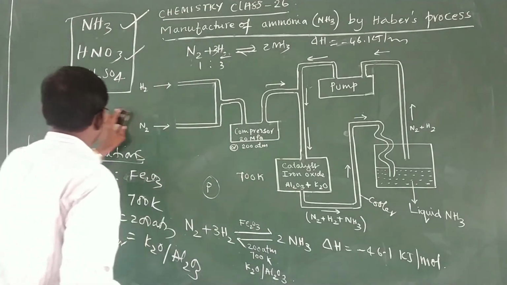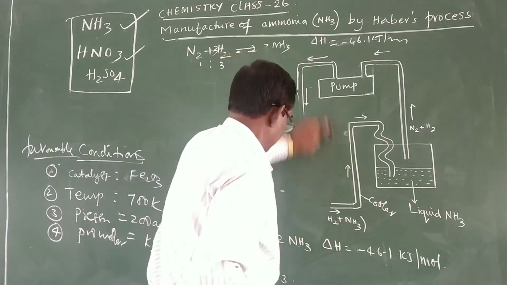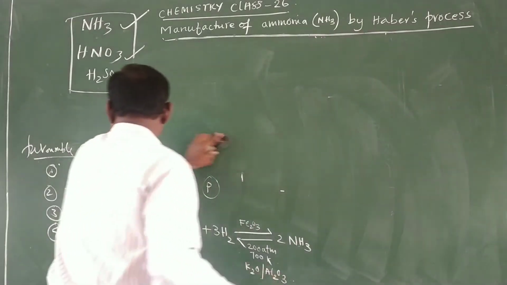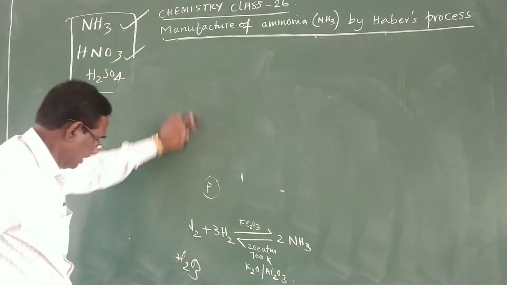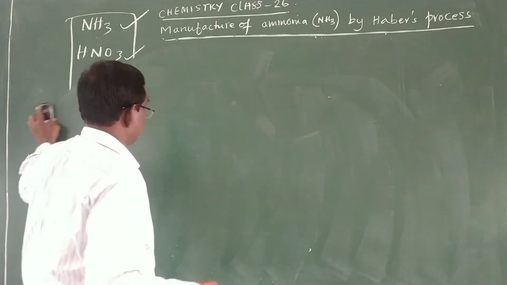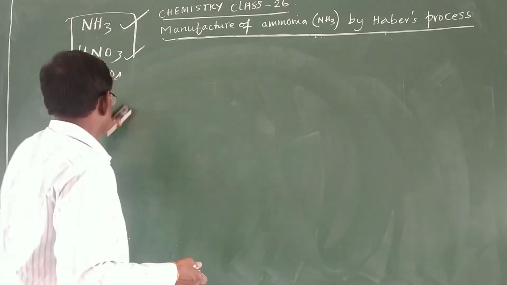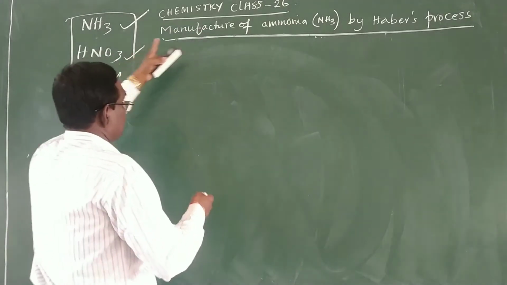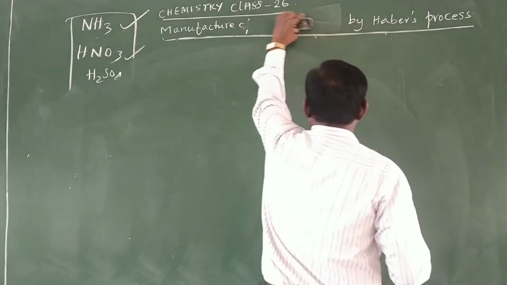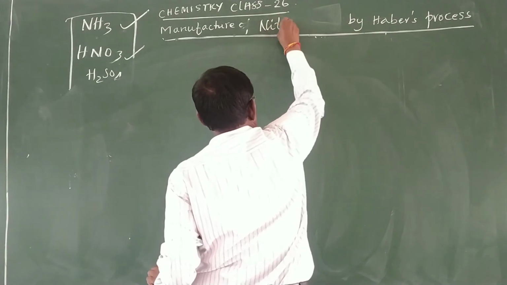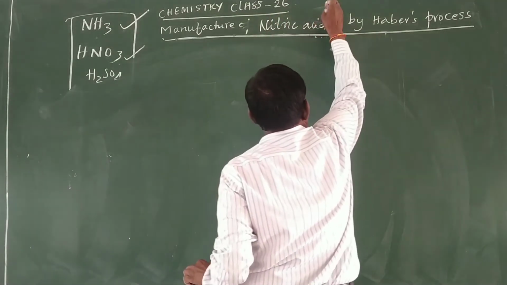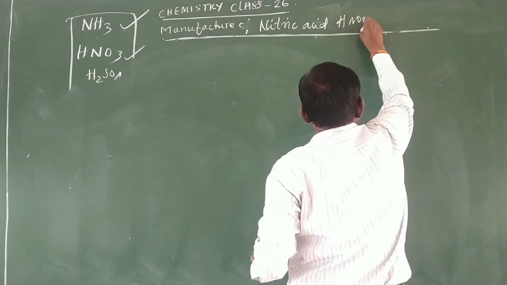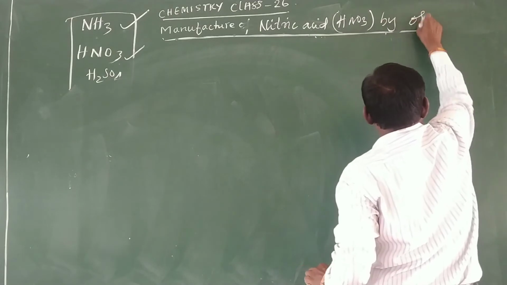Now let me take the second one, the manufacture of nitric acid by Ostwald's process. Ostwald's process is the process by which we can manufacture nitric acid. What is the formula for nitric acid? HNO3. Sulfuric acid? H2SO4. Like that. Now the manufacture of nitric acid, that is HNO3, by Ostwald's process.